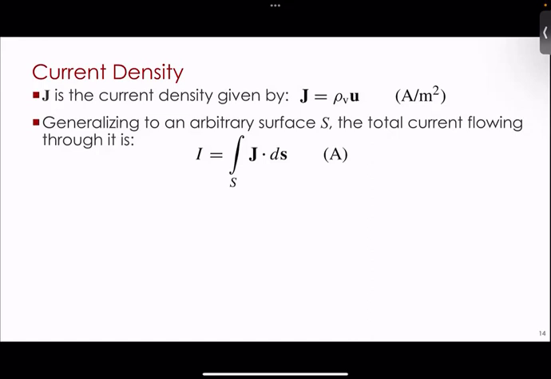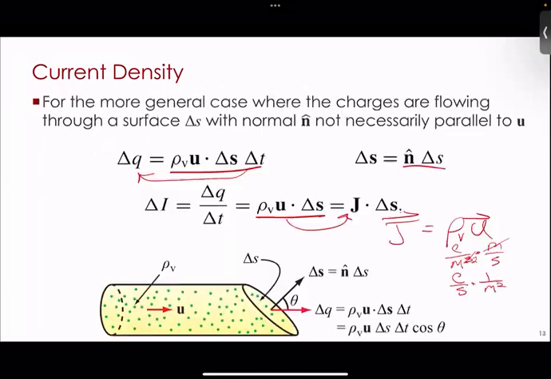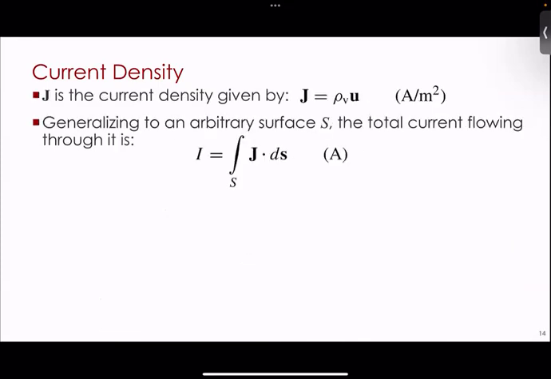How do we do it? Well, if we're really doing it for any surface, we need to break that surface up into little pieces, ds. And for each one of those pieces, we do what we did for the last one. We do J dot ds, right? We need to break it up because we want to make it for any generic surface. Break it up into little chunks. Each chunk, do J dot ds. J dot ds tells you how much current is flowing through that ds. Then we integrate it over the entire surface.